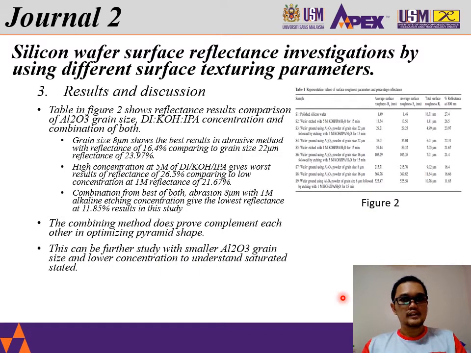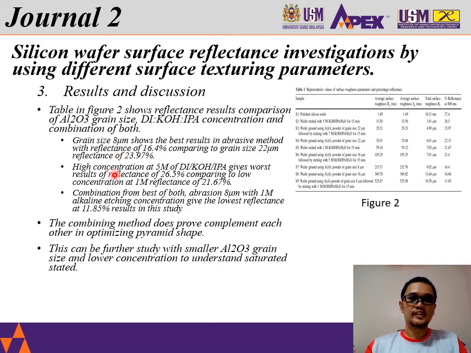Right, next slide is results and discussion for Journal 2. From this table in Figure 2, what I can observe is that the reflectance results comparing aluminum oxide grain sizes differ significantly, the solution concentrations of DI water, KOH, and IPA also make a significant difference, and both combined also give different results.